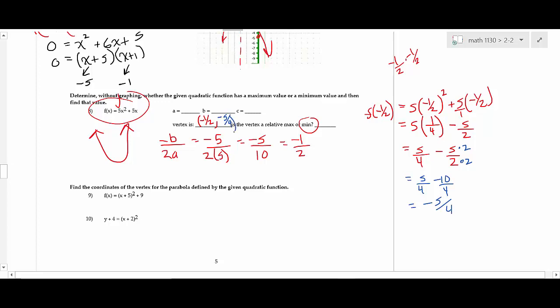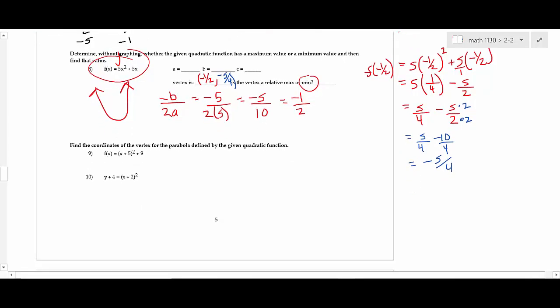I wanted to do that just because I wanted to do one that had a fraction in it. So that's how you can tell if there's a min or max, and then that should establish the vertex. Now the next one, I want these to be kind of automatic. That's in the standard form. What is the vertex on this one, just by looking? -5, 9. Because what does this do? Left 5, up 9. So if it's in the standard form, the vertex is real easy to find. That's why you want to know both forms of this.